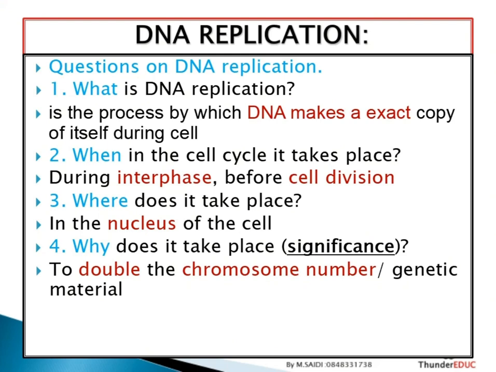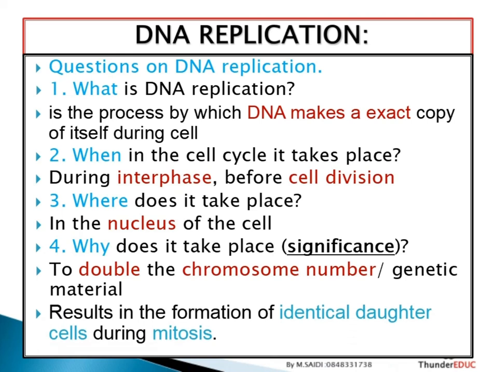It also results in the formation of identical daughter cells during mitosis, because DNA replication, as we say, is a process by which DNA makes a copy or exact copy of itself, meaning that the resulting chromosomes will be identical to each other.